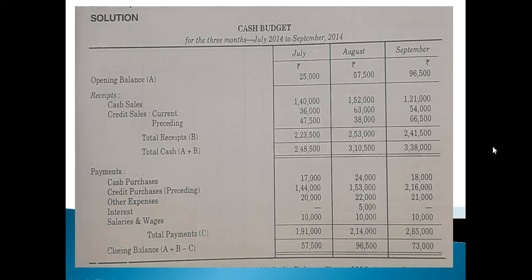And I think for the month of September, the rest you can understand. The total cash received is 3,38,000. Then the total payment is 2,65,000, and the closing balance of cash for the month of September is 73,000. And this will be the opening balance for the month of October.